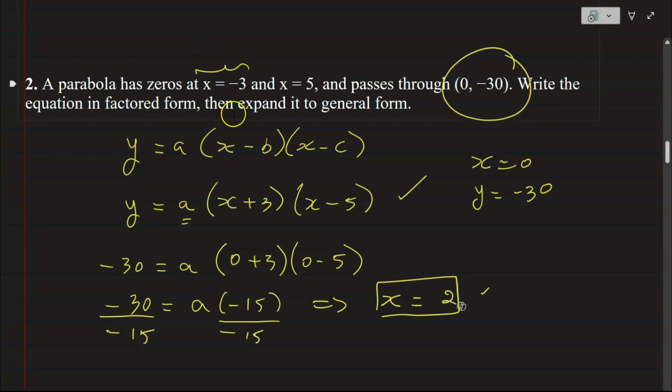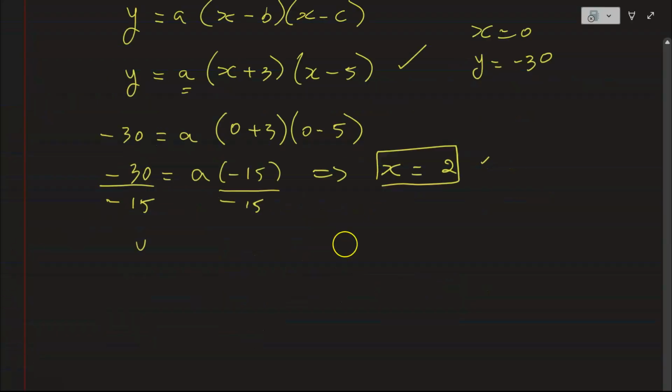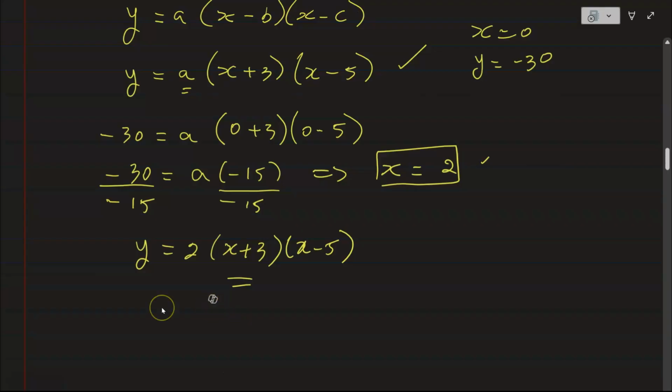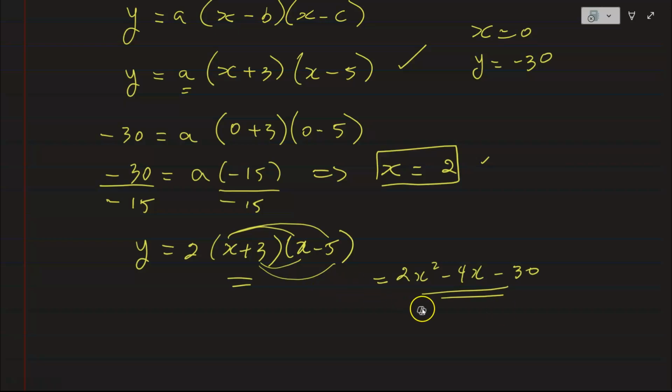Now we're going to go ahead and write the parabola in a factored form. You write it as y equals 2 times (x plus 3)(x minus 5). And the last part of the question says expand it into general form. I'm going to let you do this because it's just a multiplication from grade 9. You're just going to expand that first. Whatever you get, you have to multiply it by 2. This is what you will get. So here it is. You get 2x squared minus 4x minus 30. That is the general form.